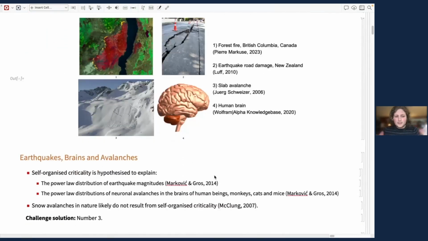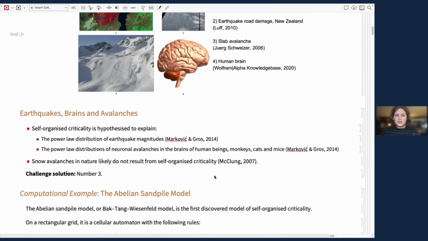Self-organized criticality is hypothesized to explain the power law distribution of earthquake magnitudes. This is something that we see, for instance, when we're modeling earthquakes, but also when we look at the frequency-magnitude distribution of earthquakes, we see that they follow a power law distribution, and that's hypothesized by models like the Olami-Feder-Christensen model to be the result of self-organized criticality.